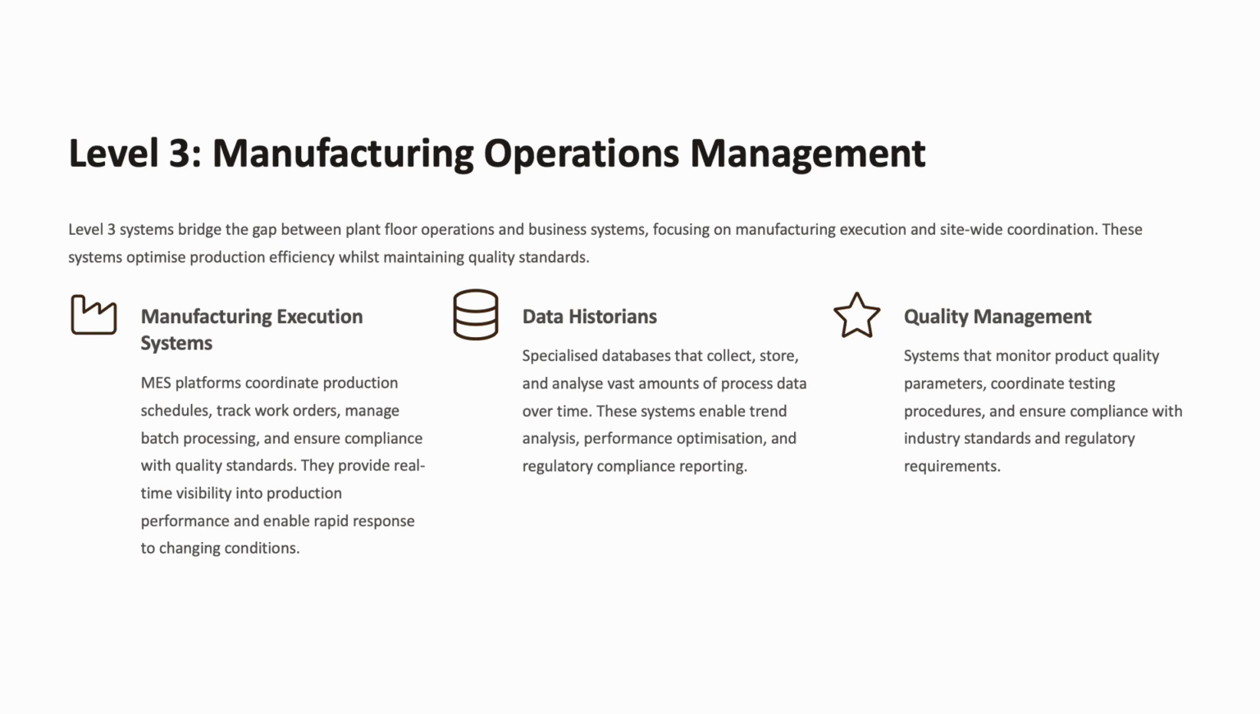The first key system is the Manufacturing Execution System, or MES. Think of MES as the command center for production. It coordinates schedules, tracks work orders, manages batch processes, and ensures every step meets quality requirements. MES platforms offer real-time visibility into how production is performing, allowing teams to make quick decisions and respond rapidly to changing situations. Next are data historians.